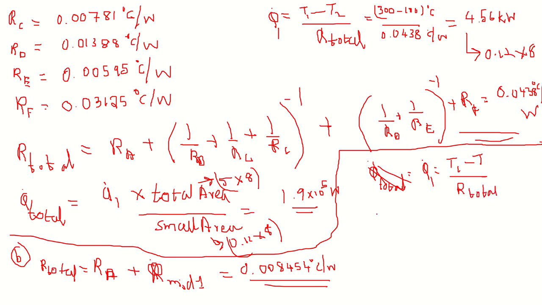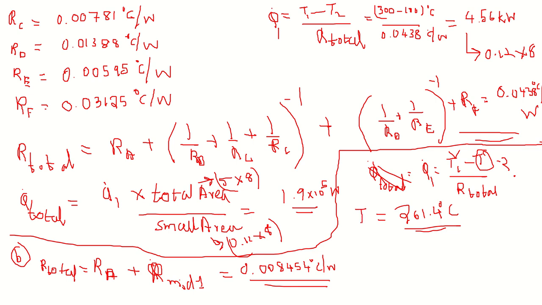T is the one we need to find. With that, you will get T as 261.4 degrees Celsius, because T1 we already know. T is the one we need to find. This is the question mark, we don't know. R total we found from here, R mid, and Q1 we already know, 4.156 kilowatt. So with that I'll get T.